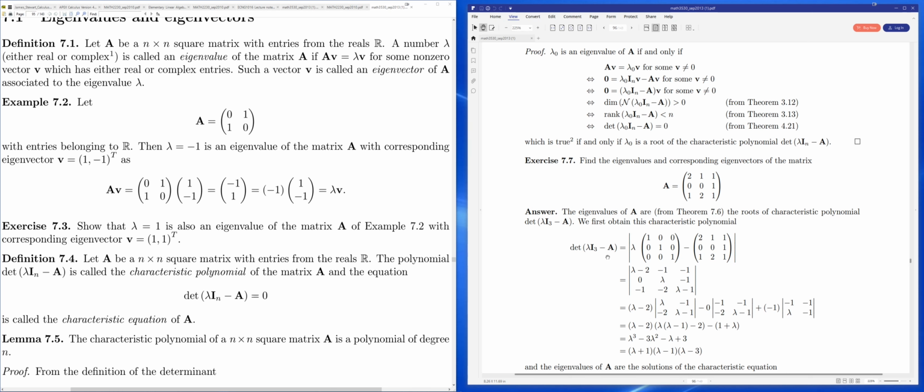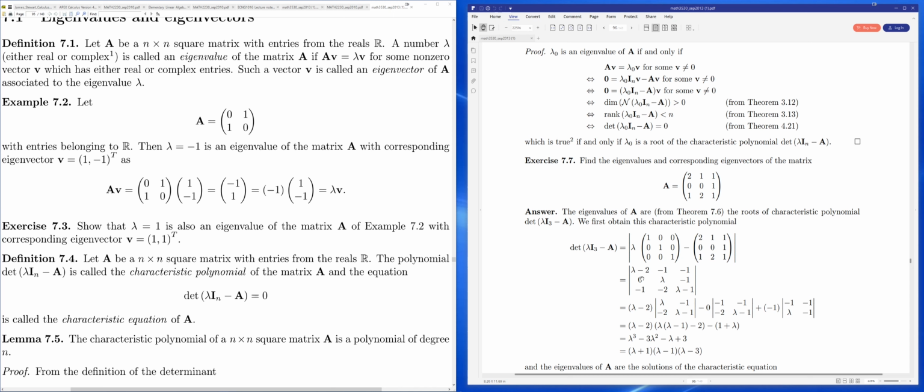One fast way to construct this lambda I3 minus A is you just put lambda on your diagonal, and then whatever your entries are for your matrix A, you just put them into the corresponding positions, but you put the negative of them. For example, this 1 in your first row and third column would give you a minus 1 in the first row and third column. This 2 over here would contribute minus 2 on the first row and first column.